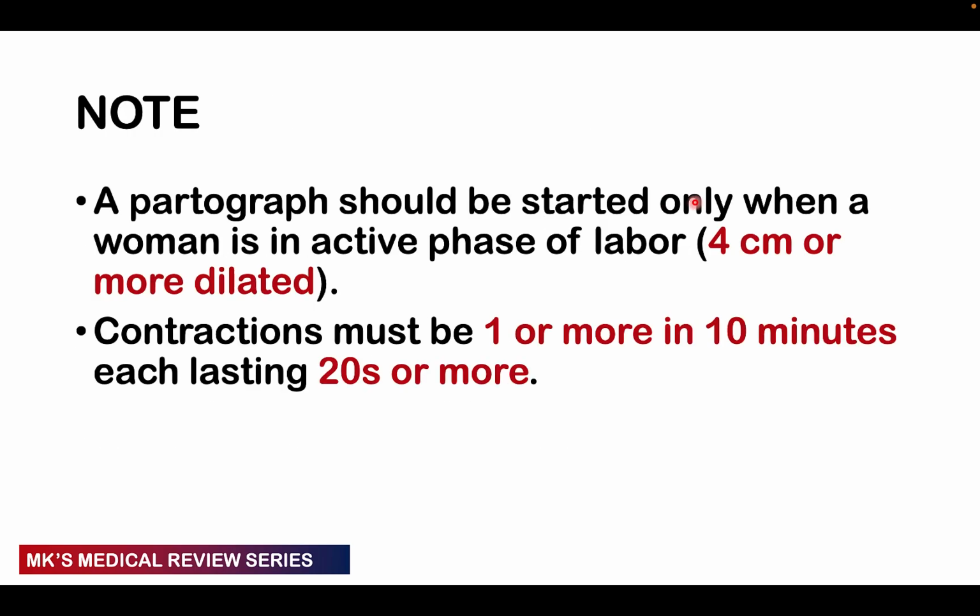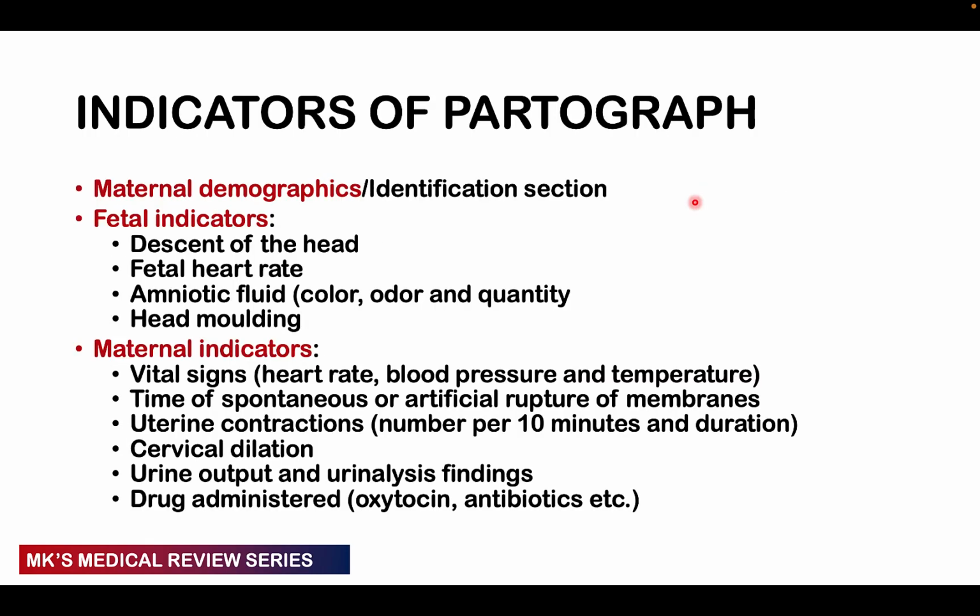Remember that the Partograph should only be started when the woman is in the active phase, meaning 4 centimeters or more, and the contractions must be at least 1 or more in 10 minutes, each lasting at least 20 seconds or more. So they may be mild, moderate, or strong.